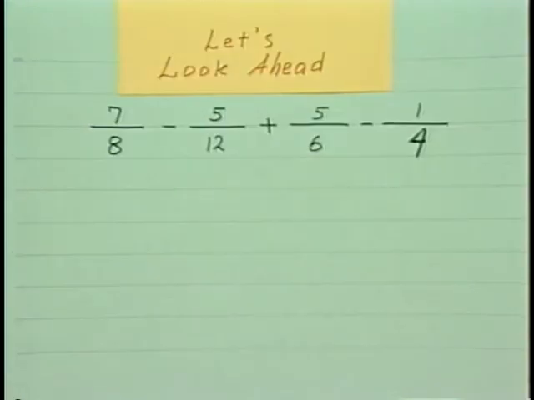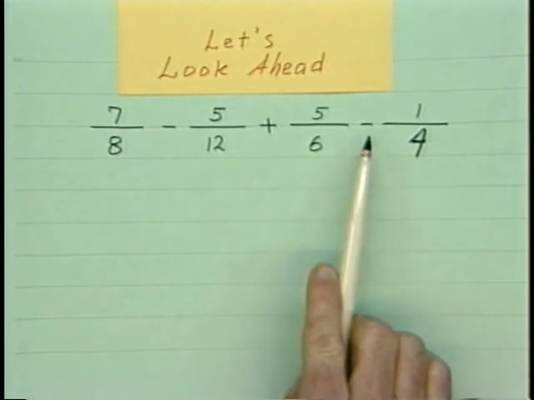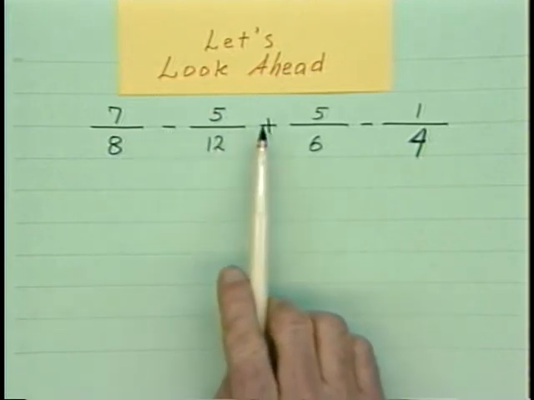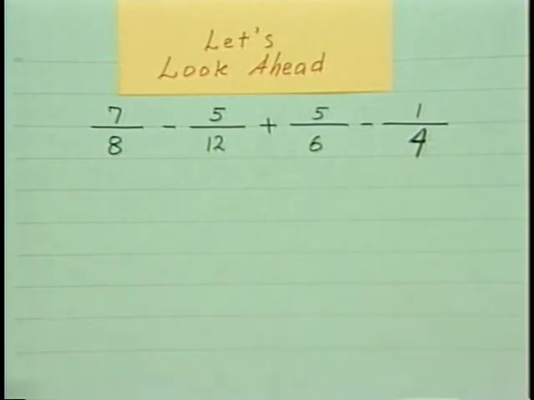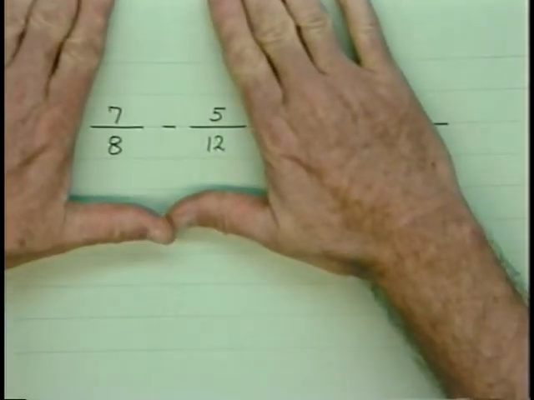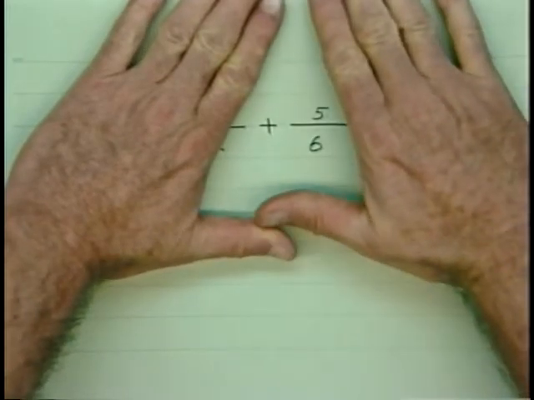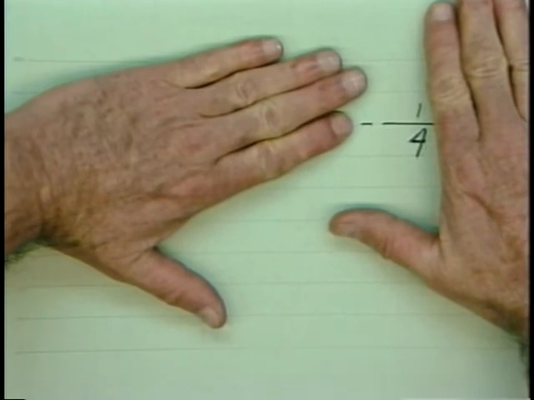This is an appropriate place to sort of look ahead. That is to the time when we'll get multiple operations being done. That is, order of operations. We know that if there's nothing but additions and subtractions, we do them as we come to them. So this in effect says, do this subtraction, get an answer. Add that answer to 5/6, get another answer, subtract from that 1/4.